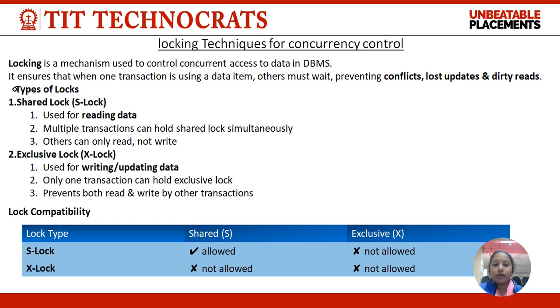Locking is a core concurrency control mechanism. We use shared locks for reading and exclusive locks for writing. Locks allow controlled access to prevent conflicts. Lock compatibility: this slide explains which locks can coexist. Shared locks allow multiple readers but not writers, whereas exclusive locks block all other accesses.